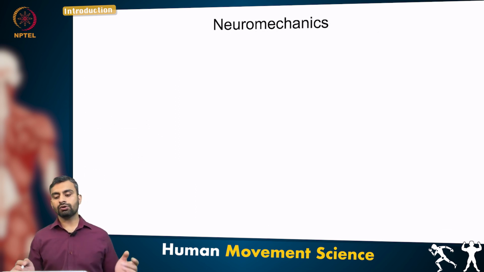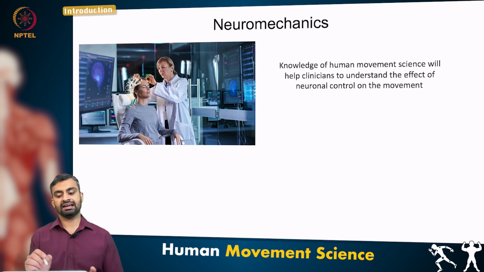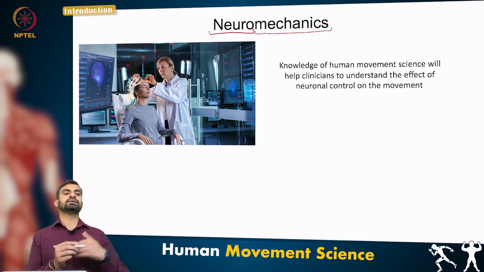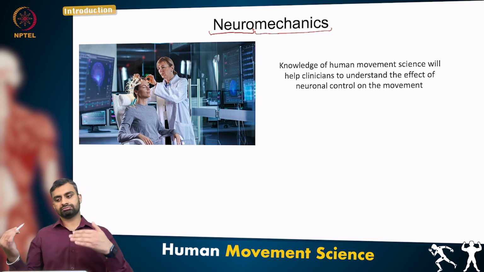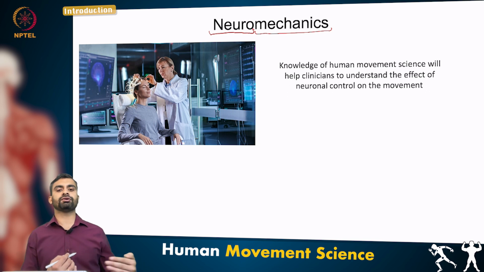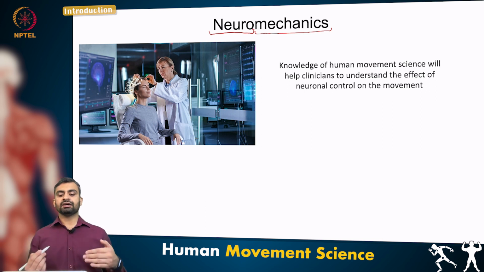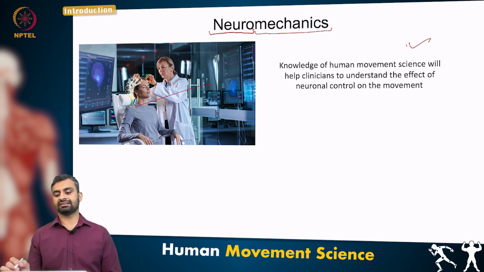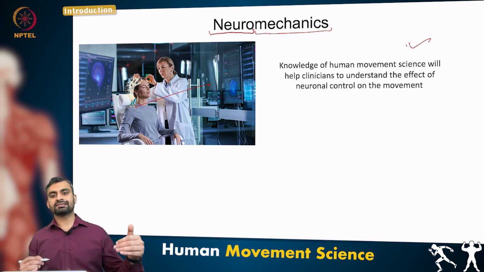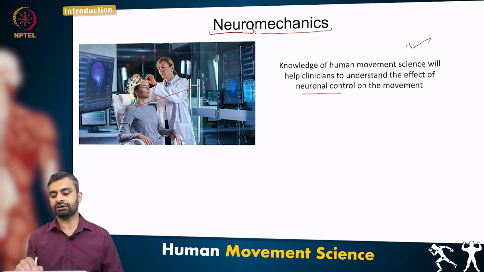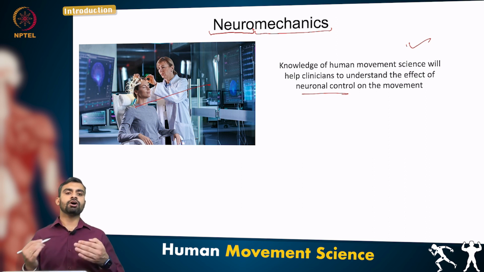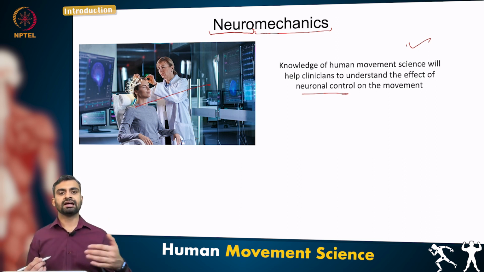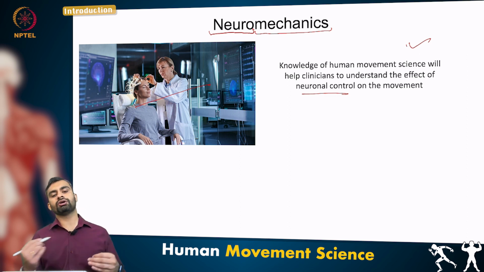Now let's see how human movement science has application in neuromechanics. So neuromechanics, as the name itself says, neuro means something related to the brain, and mechanics is, as we looked at, the study of forces and their effect on the human body. So specifically, for the researchers who work in neuromechanics, this knowledge will help the clinician to understand the effect of neuronal control on the movement, how we can control the movement of different limbs, and what are the commands which our neurological system is providing.